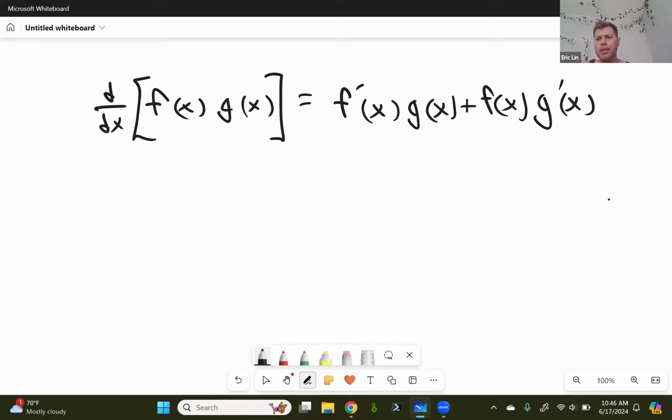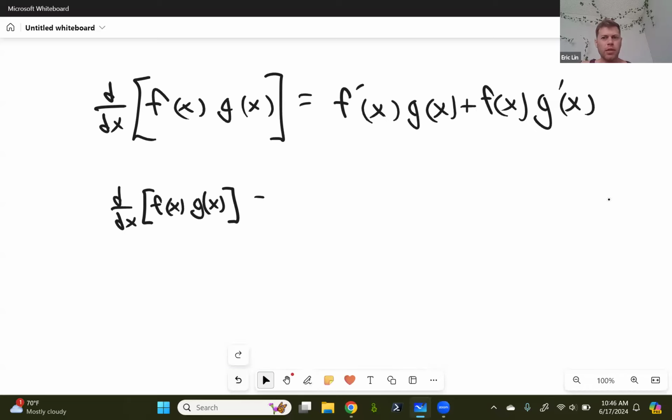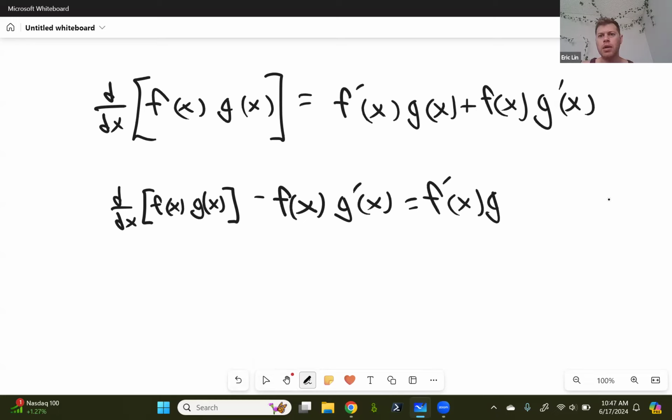Cool. So let's do a little bit of simple algebra. I'll have my derivative, so we've got f times g. Excuse my extremely large and terrible handwriting. I chose to subtract this one over to the other side. So I've got f prime of x, g of x. All right, I'm going to go ahead and integrate both sides.